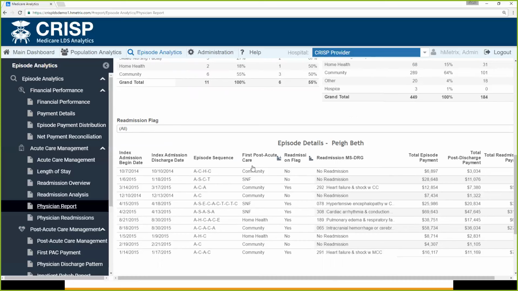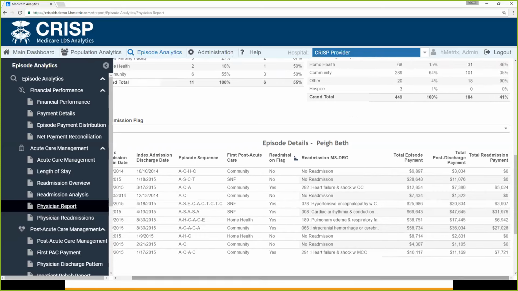And we have first post-acute care. Again, this is what setting they went to initially after discharge. Readmission flags: this is whether or not this episode had a readmission, and if it did, what's the readmission MS-DRG? And then we have the total episode payment, total post-discharge payment, and then total readmission payment.